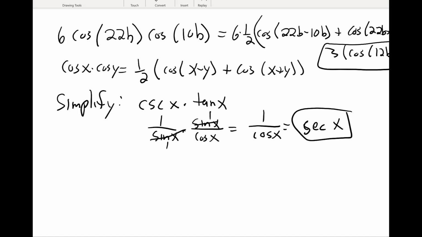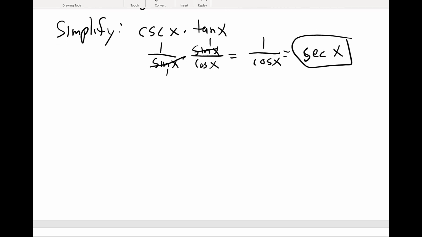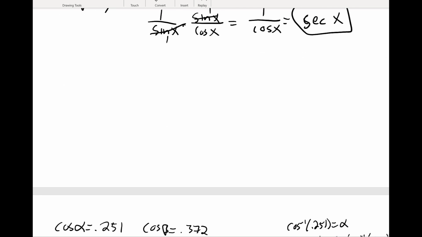Is that fun? Now let's try another one. We have, oh, it's an equation to solve. We like equations to solve.